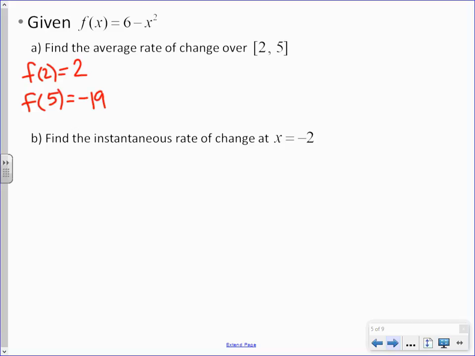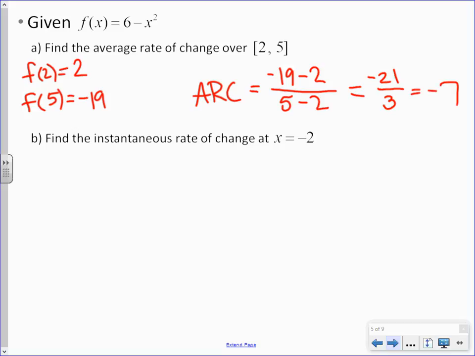Okay. So our average rate of change means we're just going to find the slope between 2 and 5. y2 minus y1 over x2 minus x1. So we get what? Negative 21 over 3. Our average rate of change, we're dropping 7 y's per 1 x. That's our average rate of change.